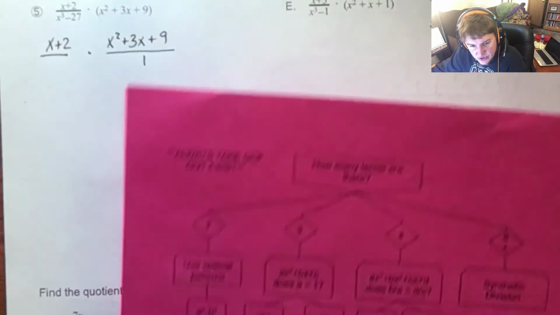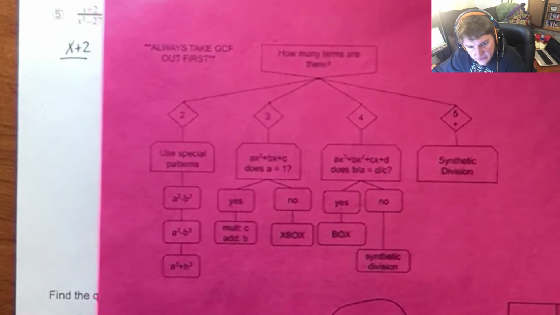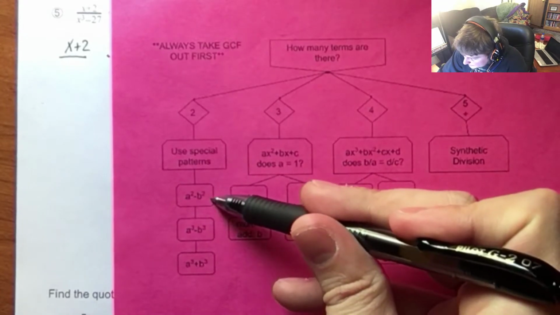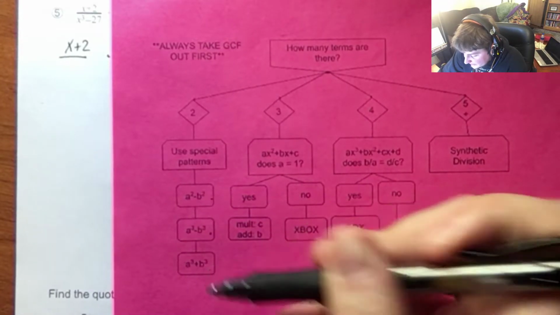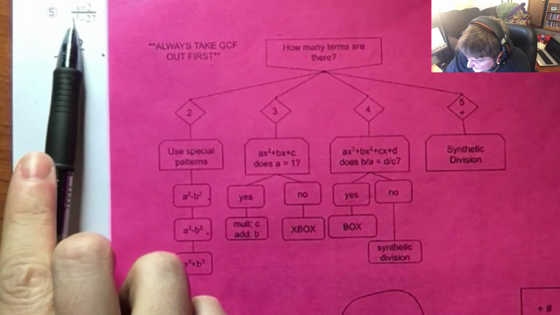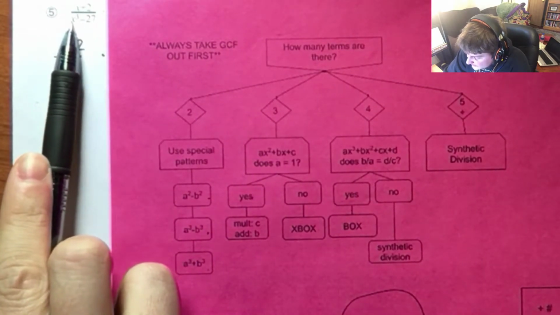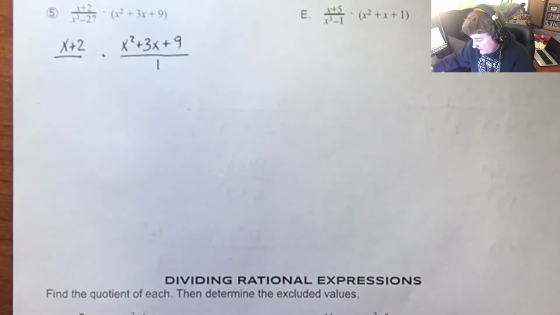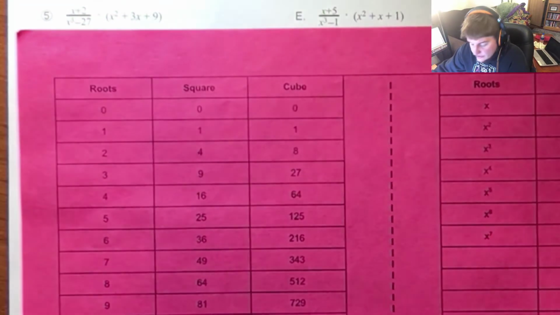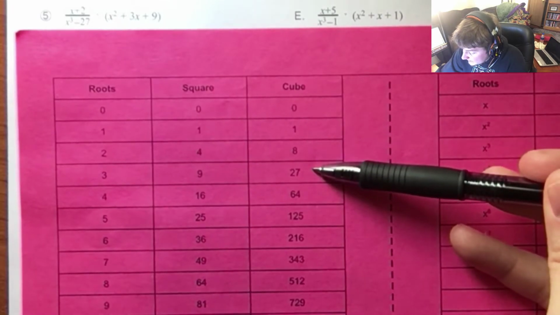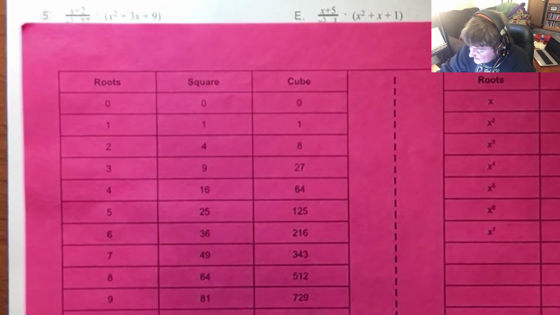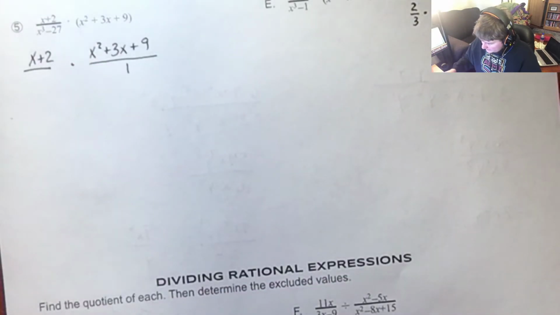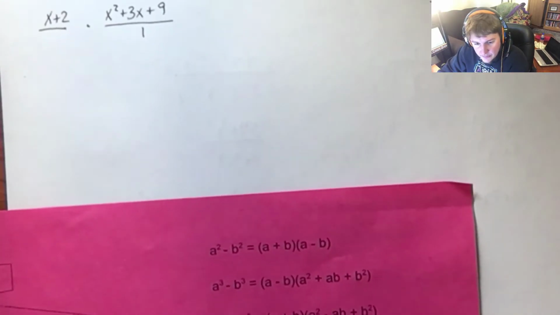So how many terms do I have? 2, so I got to look for special patterns. Difference of squares, difference of cubes, sum of cubes. So I got to ask myself, I do have an x cubed, so I know this could be a difference of cubes. X cubed, that is a perfect cube. We got to check whether 27 is a perfect cube or not. Okay, so, ooh, it is a perfect cube. So this is definitely a difference of cubes. So let's go ahead and pull up the difference of cubes formula right here.